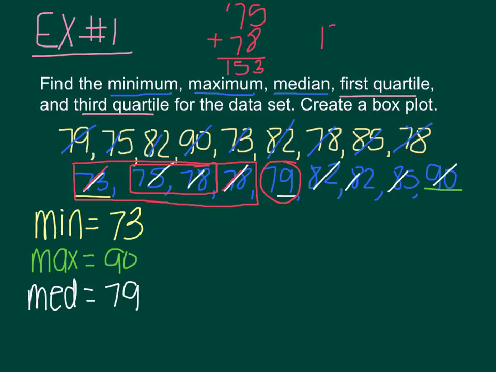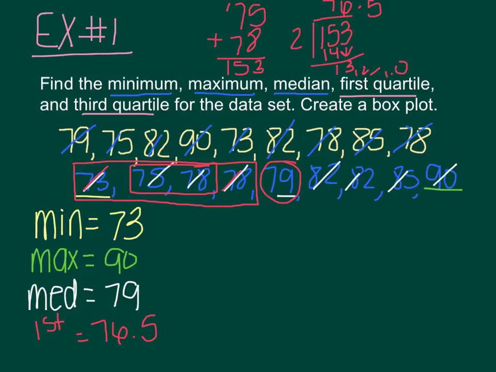153, and divide by 2. Add a decimal and a 0, and we get 76 and 5/10.